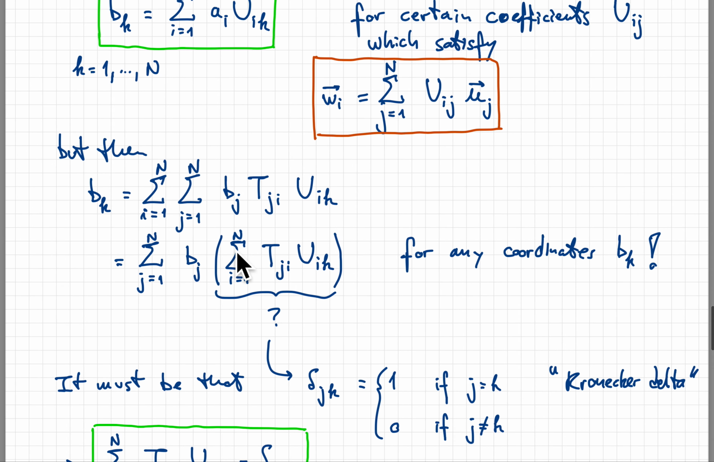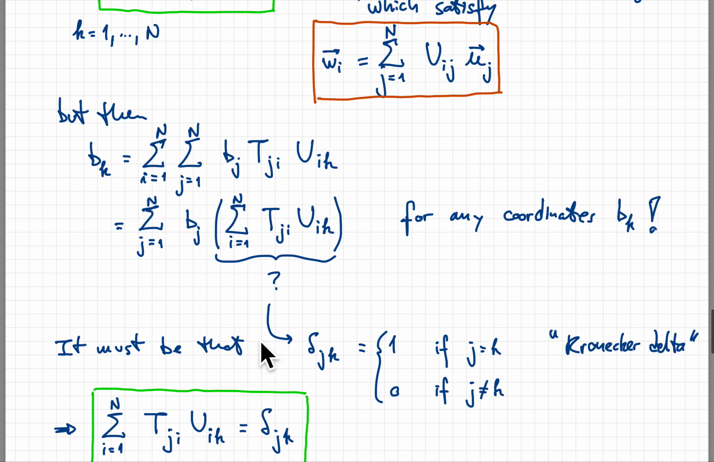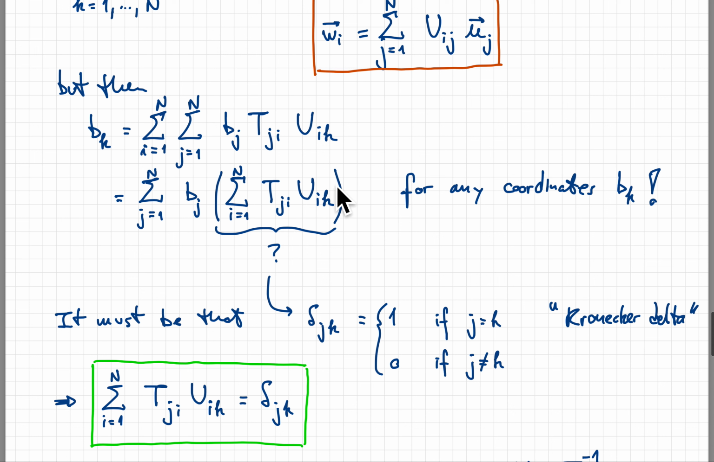So it must be that these numbers somehow combined all together in this sum. All this stuff really becomes 0 for all cases here except when j is equal to k. And so then I get bk equals bk. And that's indeed what happens. These numbers give you, as a result, what's called delta jk. So they're equal to 1 if j is equal to k, and they're 0 otherwise. And this is what we call the Kronecker delta. This object is called the Kronecker delta.